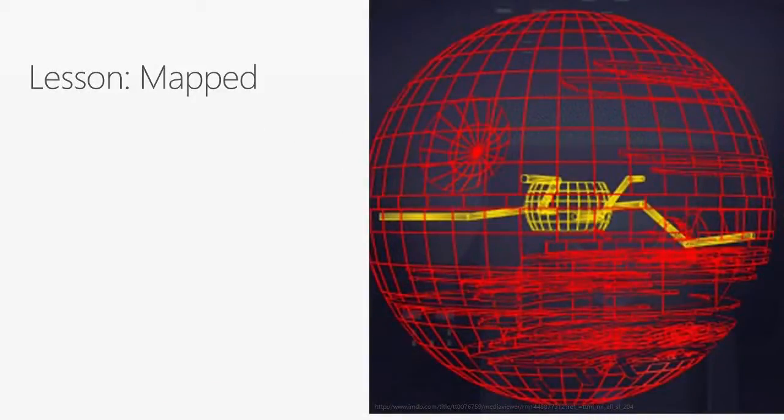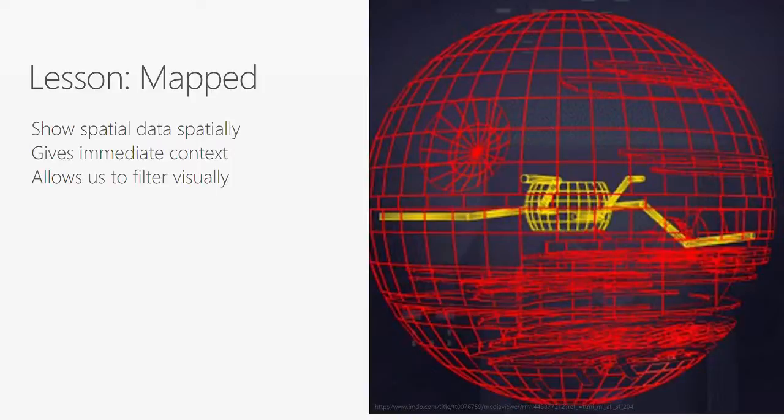So when we're looking at mapping information, show your spatial data spatially. It allows the users to filter visually. Our brains process this information in a very different way when we're looking at it visually. It gives the user immediate context as well. So if we think about the Empire and the Death Star, how many people think that they never actually looked at their own plans in 3D? Because I think they would have found the fault in their own design.